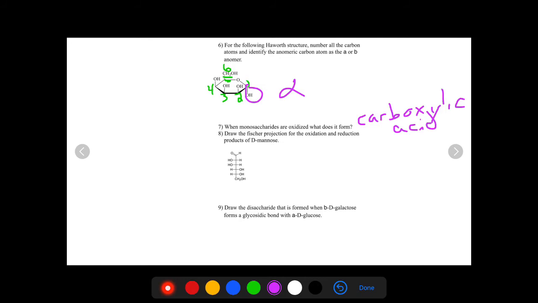So for this one to be oxidized, it's going to form the carboxylate ion. So then everything else stays the same. Okay, so we have 2 OHs and then 2 OHs over here. So the only difference was what happened at the top where the aldehyde is. It now forms the carboxylate ion.